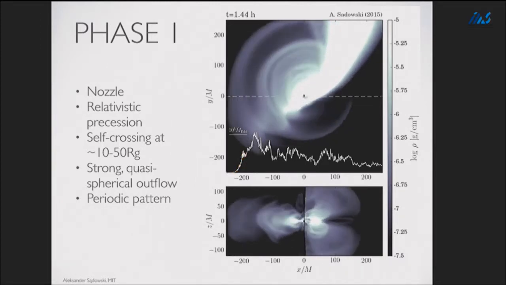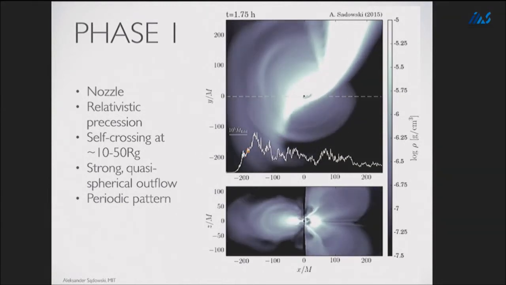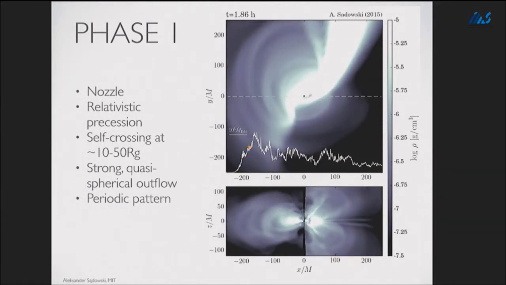And we see a couple of things. So we see, as expected, the nozzle, and I will pay a bit of attention to the nozzle. We see the relativistic precession, and we see that this self-crossing takes place in a relatively extended region, let's say between 10 and 50 gravitational radii. And I will zoom in in a moment. And there are 2 things that I want to draw your attention to. One is that there is a significant quasi-spherical outflow coming out of the system, and there is also some kind of periodic pattern. But let's start with the nozzle.